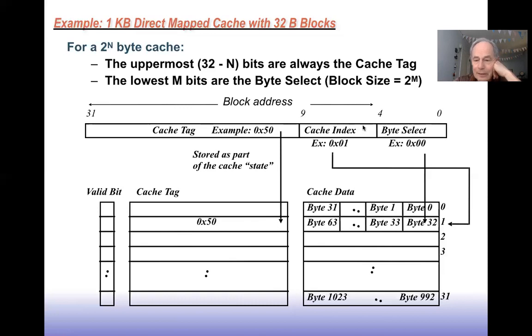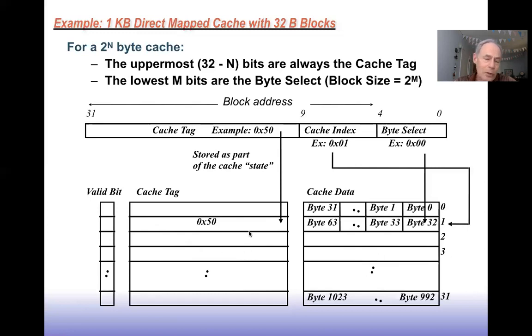The next bits, in this example there are 5 bits, bits 5 through 9, are used as an index into this cache. So when we take a data block from memory and put it into the cache, we put it into a location indicated by the index. That means every block in memory has a unique place where it can live in the cache. It also means that a lot of different blocks get assigned to the same location in the cache.